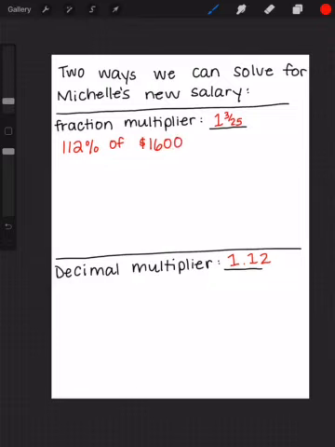We know that $1,600 is going to keep us the same at 100. We need to make it bigger. So instead of this, we're doing the multiplication. We're taking this 112%, making that 1 and 3/25, and multiplying that by 1,600. Okay? We know that we need to change a mixed number. We can't do that, so we need to change that to an improper fraction.